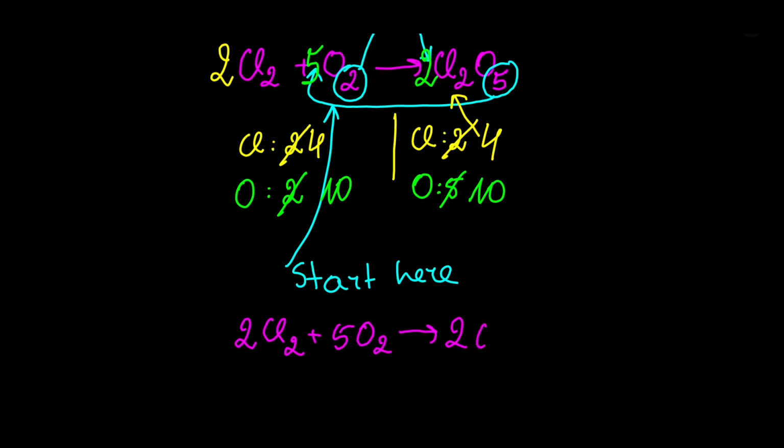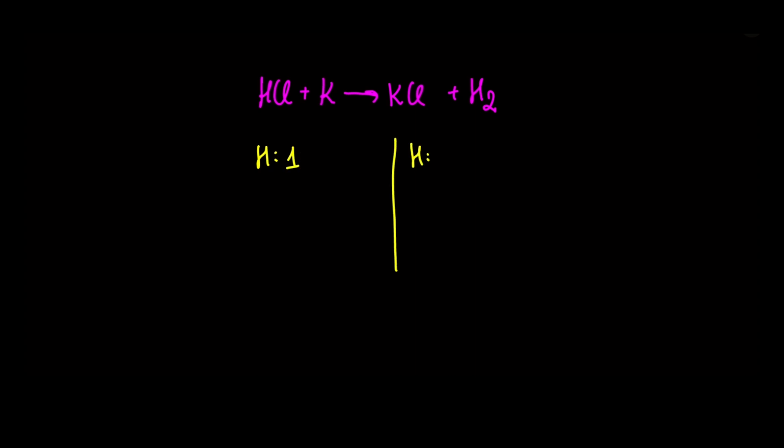Let's do a few reactions with more compounds involved. For example, hydrogen chloride reacts with potassium and produces potassium chloride and hydrogen gas. Like always, let's look at how many atoms of each element we have before and after the reaction. 1 hydrogen before and 2 after the reaction, and on both sides we have an equal number of chlorine and potassium atoms, which is 1. So we only have an unequal number of hydrogen atoms.